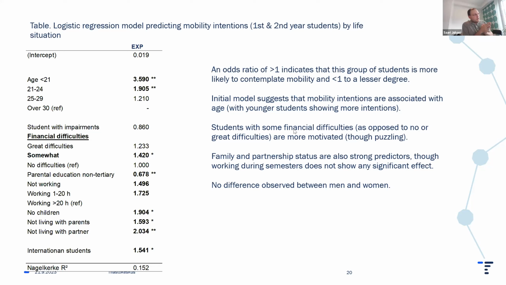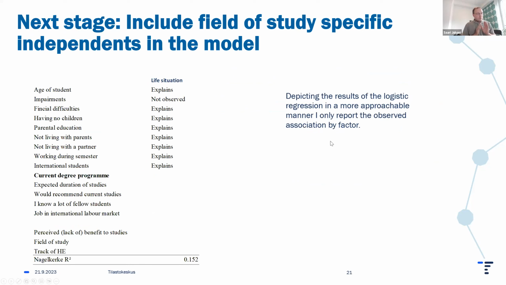But moving on to family background, we also observed that students from lower educational backgrounds, with non-tertiary education backgrounds, are less likely to contemplate mobility than those with higher education backgrounds. And we also find that students who don't have children and are not living with their parents or with a partner are more likely to contemplate going abroad. So these are the life situation factors. And now, moving on with a regression model table like this would be somewhat confusing.